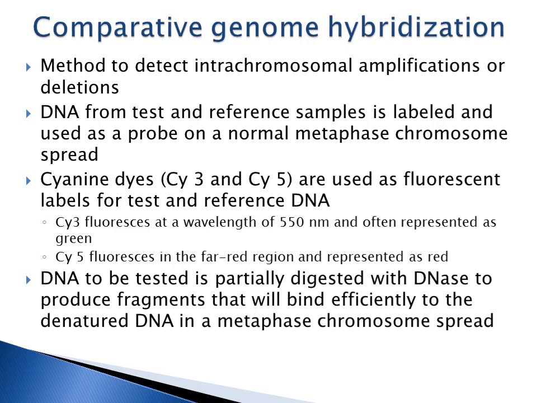So Cy3 fluoresces at a wavelength of 550 and is usually green. Cy5 fluoresces in the far red and usually is red. Your DNA to be tested is going to be partially digested with DNase, and that's going to produce fragments. So you're not going to do full digestion but partial digestion. So that's going to bind efficiently to your denatured DNA in your metaphase chromosome spread.